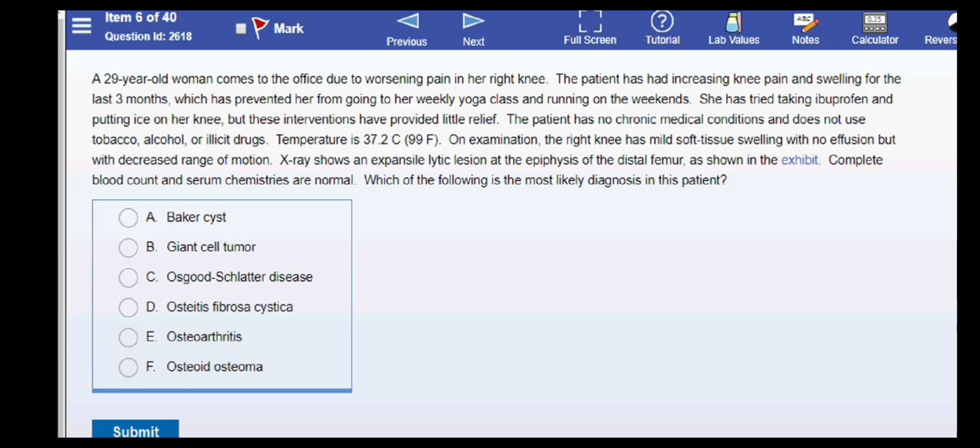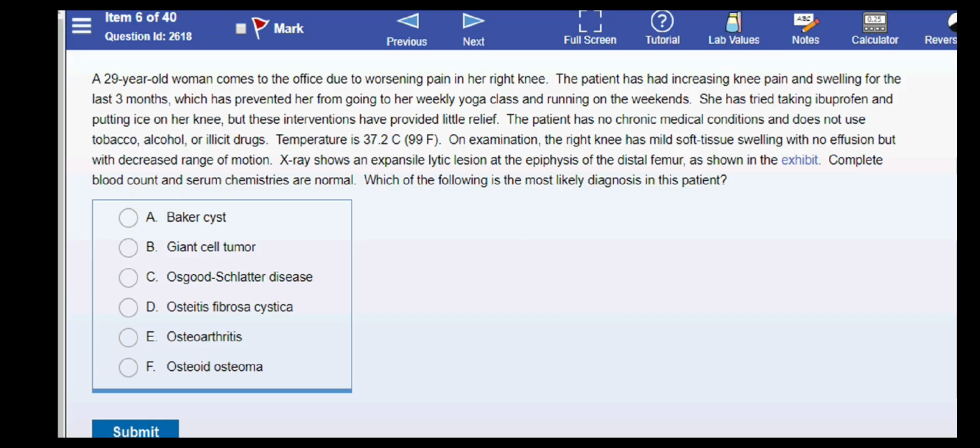So another one, we have a 29-year-old woman who comes to the office for worsening pain in her right knee. The patient has had increasing knee pain and swelling for the last 3 months, which has prevented her from going to her weekly yoga and running on the weekend. So we have knee pain and swelling. She has tried taking ibuprofen and putting ice on her knee, but these have provided little relief. The patient has no chronic medical condition, no tobacco, no alcohol, no fever. On examination, the right knee has mild soft tissue swelling, no effusion, but decreased range of motion.